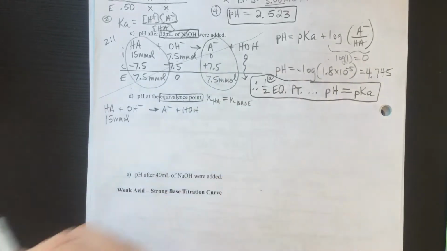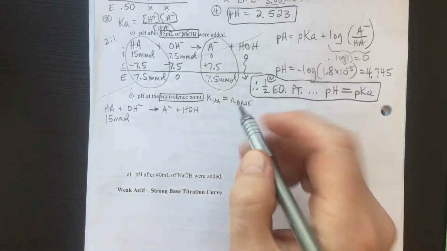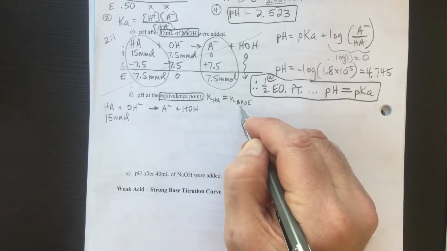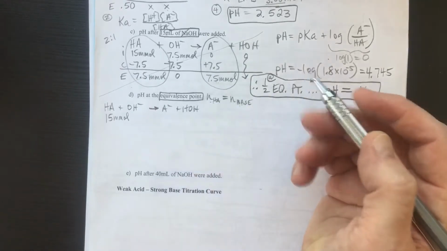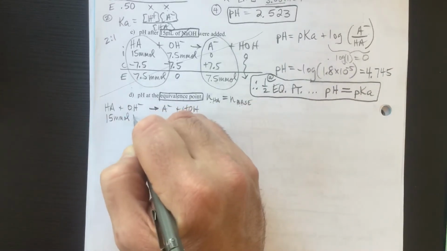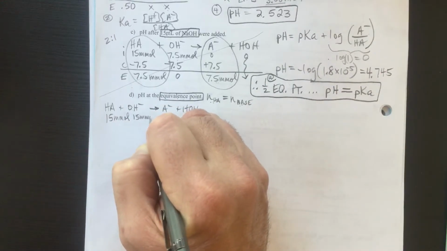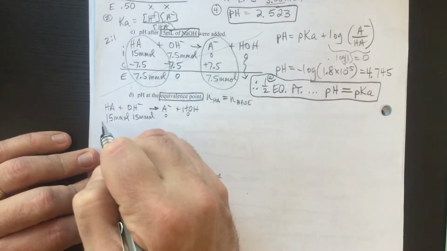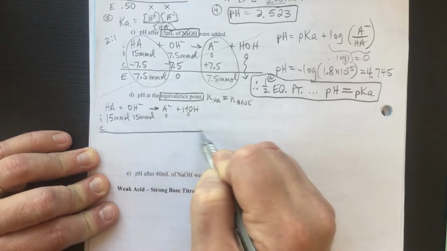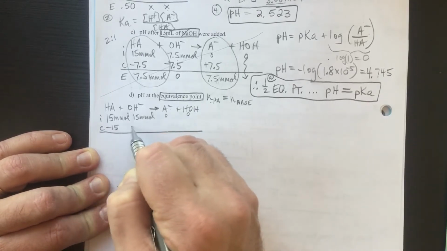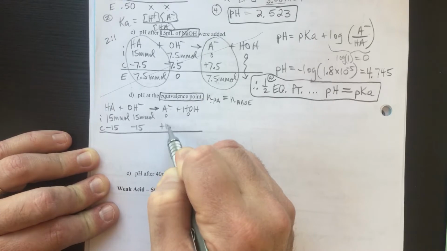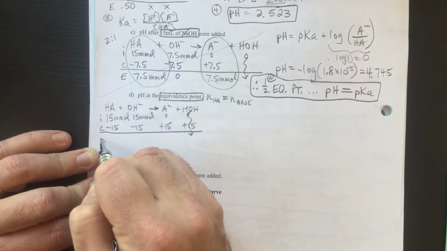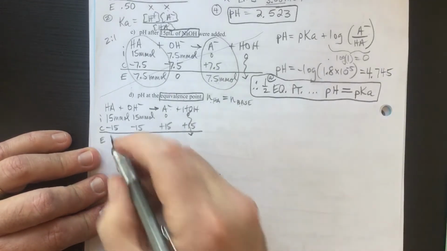Now, it doesn't say how much sodium hydroxide we're adding, notice, but remember this basic fact. The number of moles of acid will equal the number of moles of base at the equivalence point. So the amount of hydroxide is also going to be 15 millimoles. Well, initially these concentrations would be 0, and so things will change. That will drop by 15. That will drop by 15. The anion will go up 15. The water would go up 15 as well, but we don't care about that.